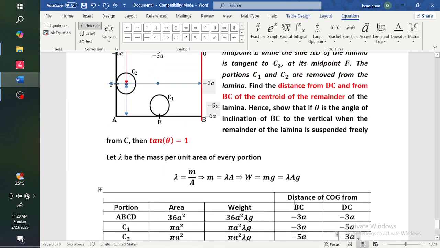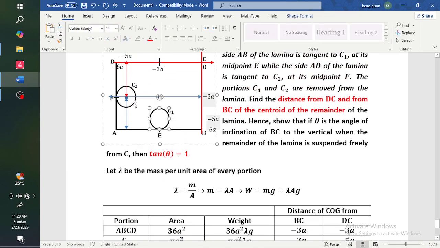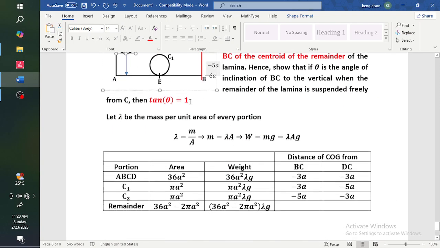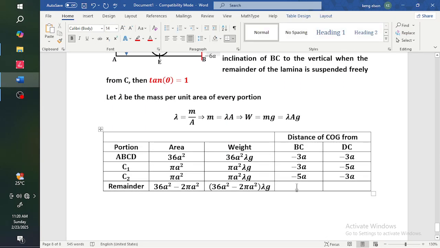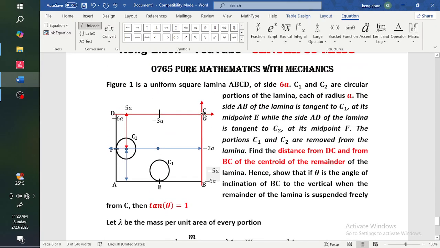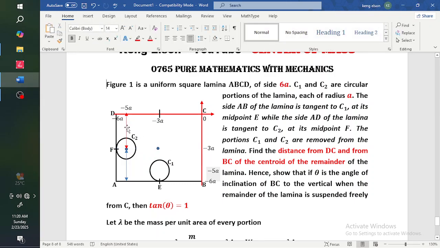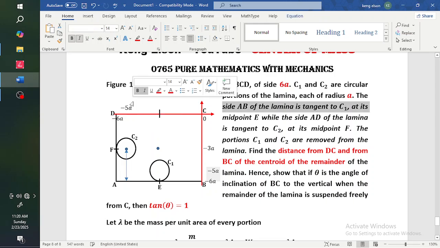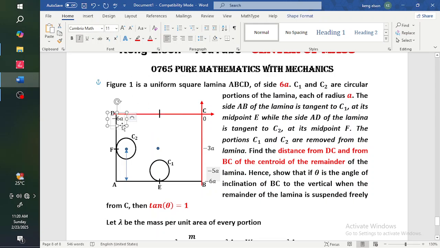So now when I remove these portions, I'll be left with a lamina whose center of mass will be at a certain point. Let me clear the figure so that we can indicate the new center of mass of the remaining lamina. When I remove those portions, it can lie maybe somewhere up here.